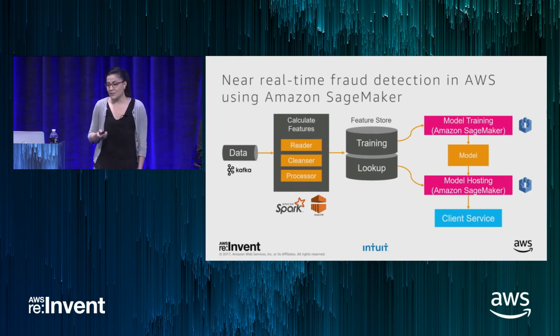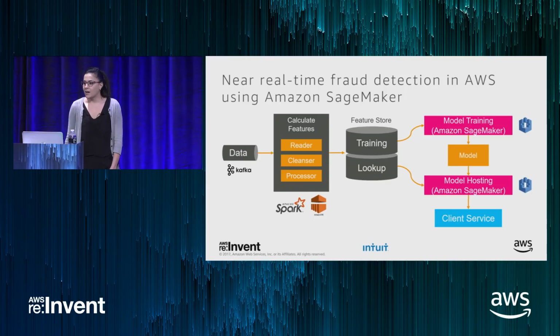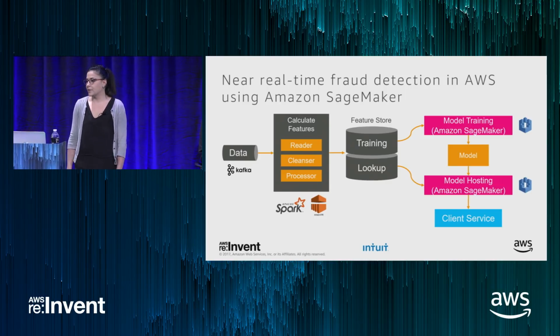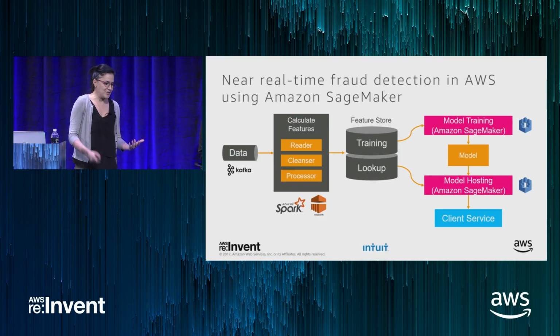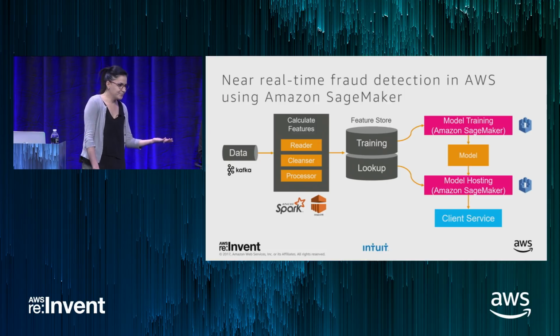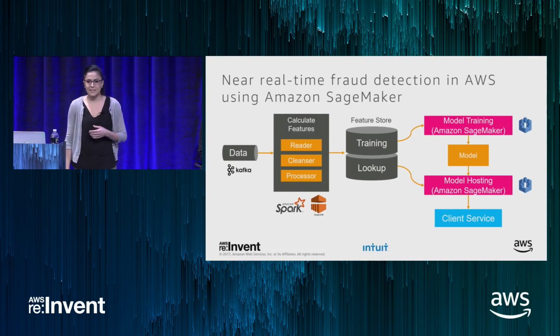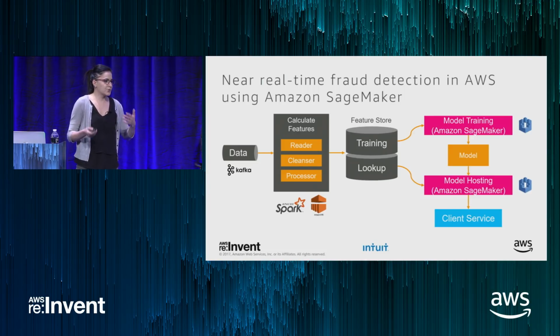So this is a high-level diagram of how we're leveraging SageMaker for near real-time fraud detection. And so what is the point of this diagram? What are we trying to show? On the left-hand side, we have data. And then on the bottom, on the right-hand side, we need to provision a risk score to the client service. In this case, it's TurboTax. So we're trying to turn data into a risk score that we can give to the product so that it can make a decision about whether some transaction is fraudulent.